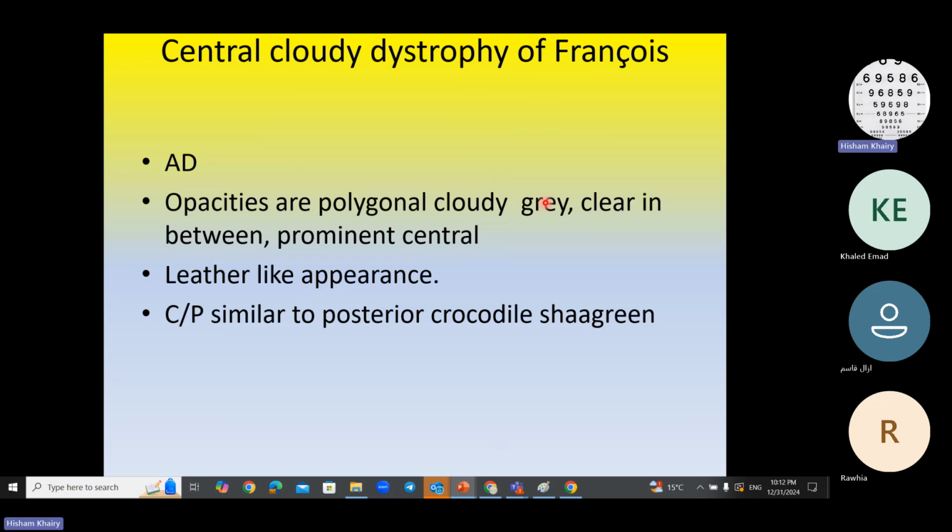Moving forward in stromal corneal dystrophy, there is central cloudy dystrophy of François, which is autosomal dominant, with opacities which are polygonal, cloudy, gray, clear between, with a prominent center, a leather-like appearance, and a clinical picture similar to posterior crocodile shagreen.